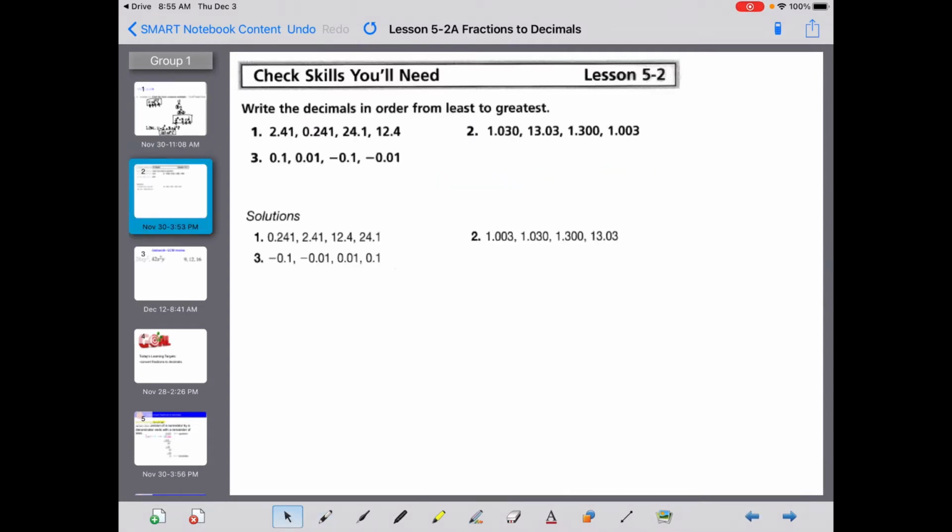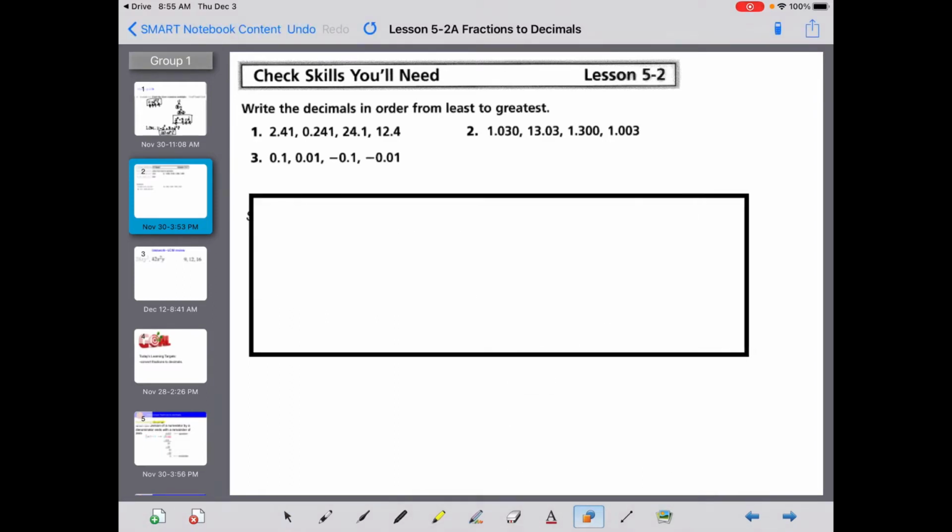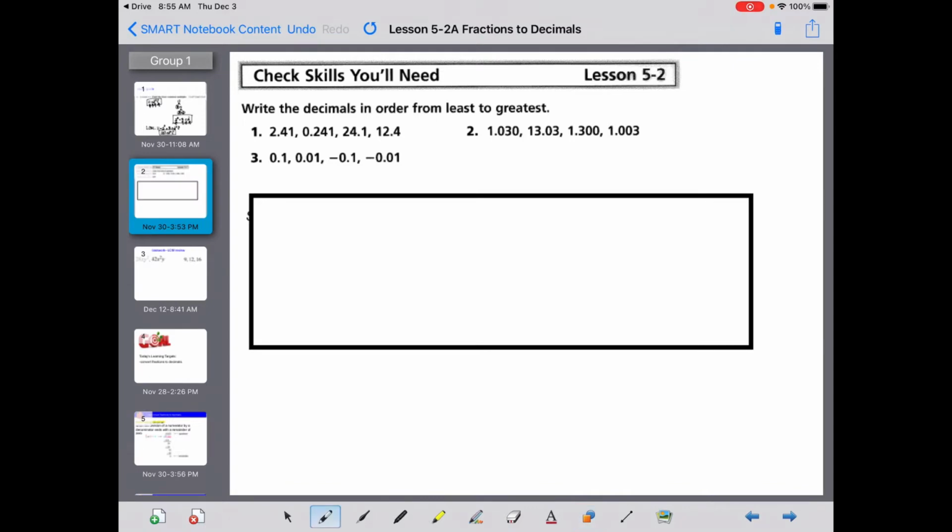Next, you are asked to write the decimals in order from least to greatest. Remember that when you're comparing decimals, you compare the place value of each decimal. For the first one, I look at the 2, the ones place. First, I have a 2, a 0, and this one is 24 and 12. That's all I need in order to write these in order.